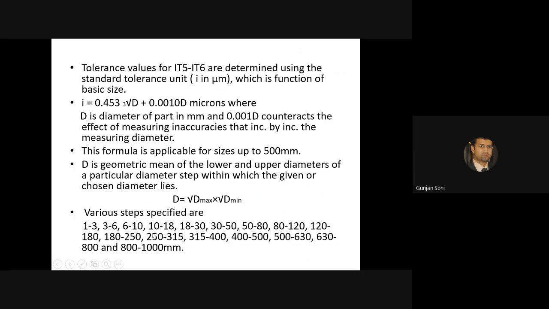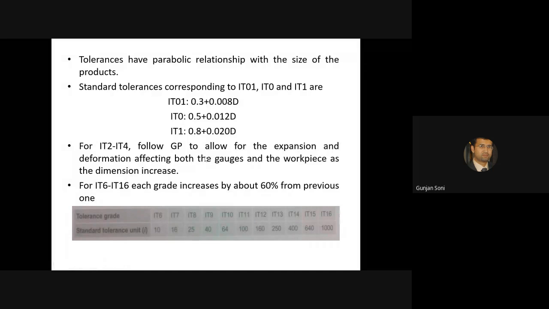So if I want to make a shaft of 16 mm diameter, what will be the value of D? D value will be root of 10 multiplied with root of 18. Okay, so step sizes are defined over here. Accordingly, we calculate the value of tolerance. I is the tolerance which we calculate. Okay, so tolerances have a parabolic relationship with the size of the products. As you can see, it's the root, right? And it's sort of a parabolic relationship.